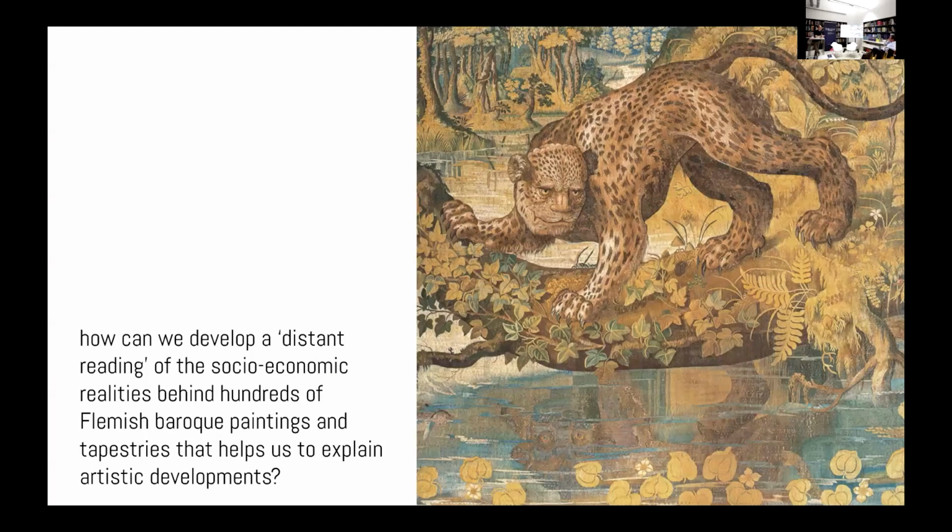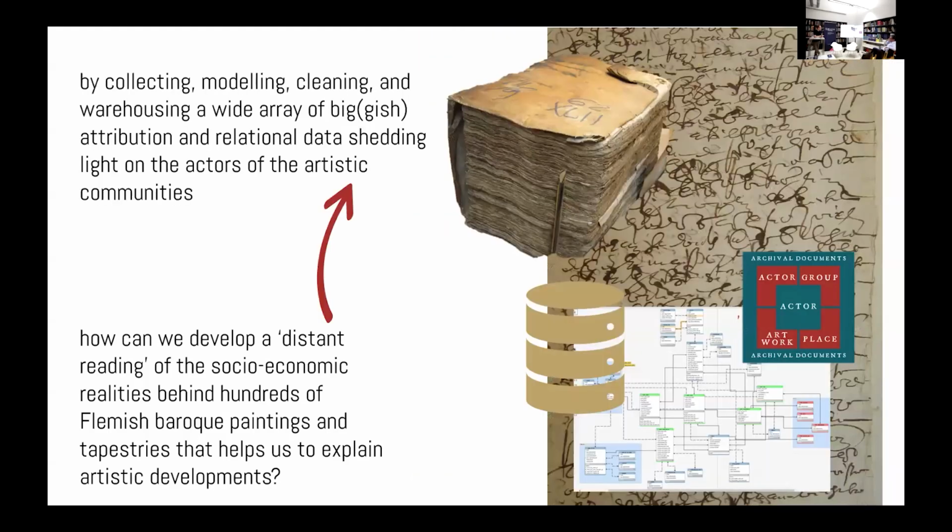The overarching research question was, how can we develop a distant reading? So take a bit of distance from the object or the artist, right? Of the socio-economic realities behind hundreds of Flemish baroque paintings and tapestries, and how can that distant reading help us to explain artistic developments? Because in the end, I'm still an art historian, right?